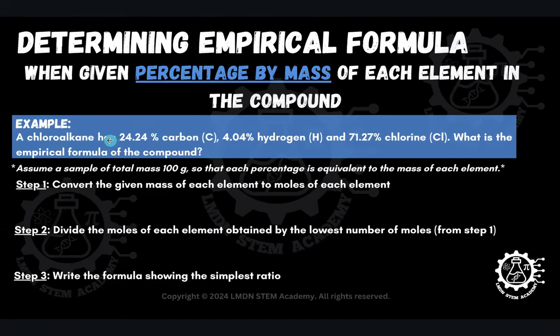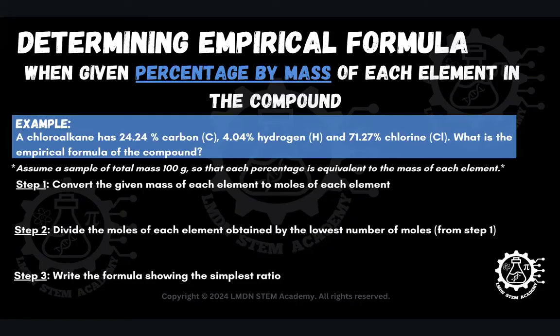And the question says that this chloroalkane has 24.24% carbon, 4.04% hydrogen, and 71.27% chlorine. They're asking, what is the empirical formula of that compound? Okay, so we're given percentage by mass. We need to go to the empirical formula from that point.